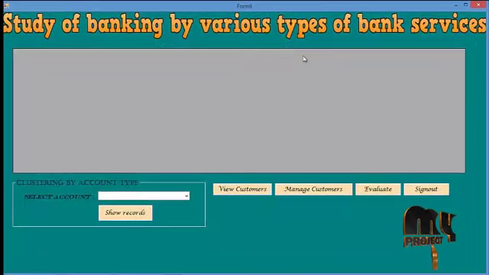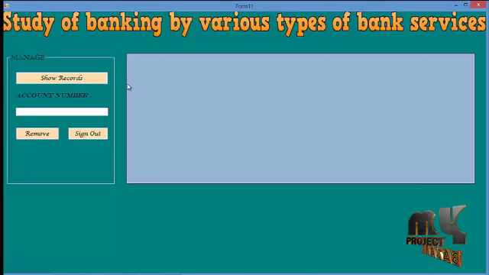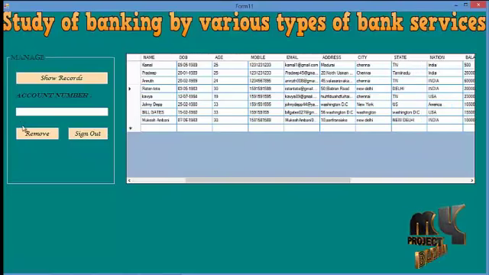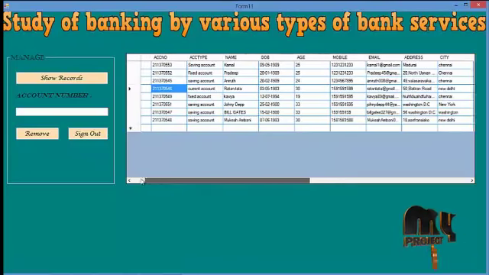Let's proceed. Then they can manage the customer, that is, they can remove the customer from the bank without any restriction. They need to provide the account number, then after clicking the remove button, the customer information will be removed.